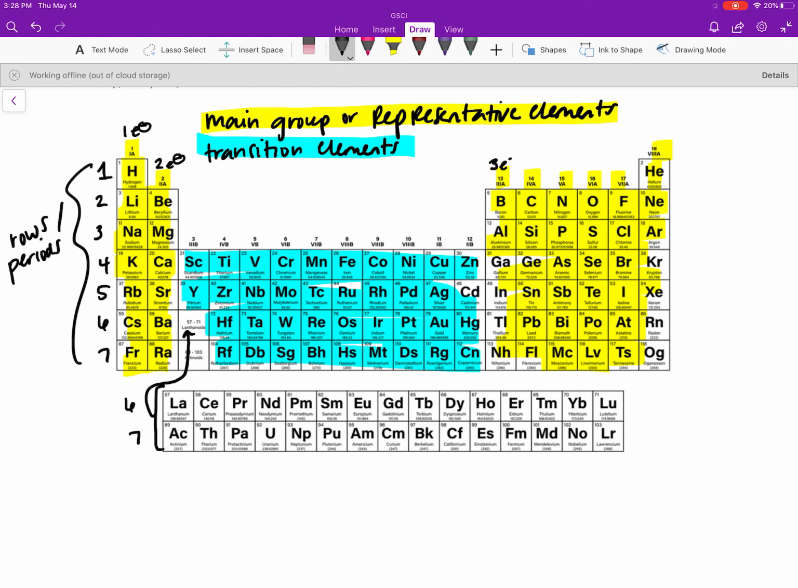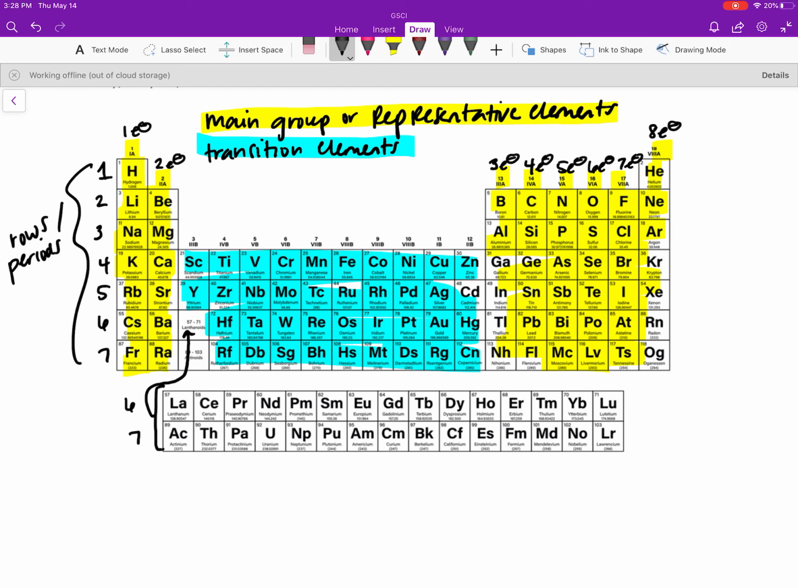Everything in this column has 2 valence electrons. This column has 3, this one's 4, 5, 6, 7, you guessed it, 8, all the way across. So only in the A group, the representative elements, we can count the valence electrons like that. The ones that are in the B group, in the blue, their valence electrons can vary, and so we can't apply a predictable rule like that, though within the column they have similar relationships.